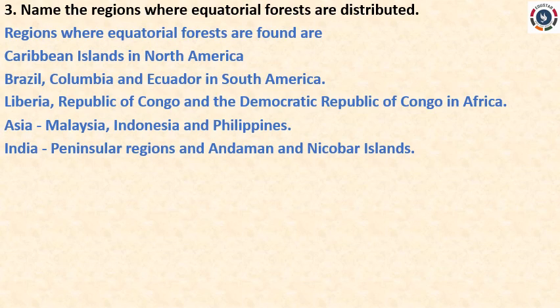Third question, name the regions where equatorial forests are distributed. The regions where equatorial forests are found are the Caribbean islands in North America, Brazil, Colombia and Ecuador in South America, Liberia, Republic of Congo and Democratic Republic of Congo in Africa, and in Asia, Malaysia, Indonesia and the Philippines, India, Peninsula regions and Andaman and Nicobar Islands.